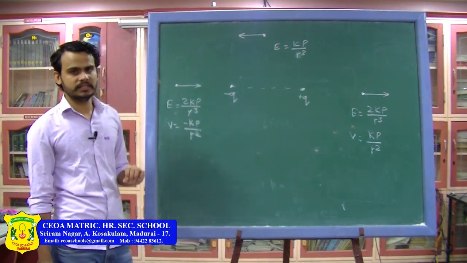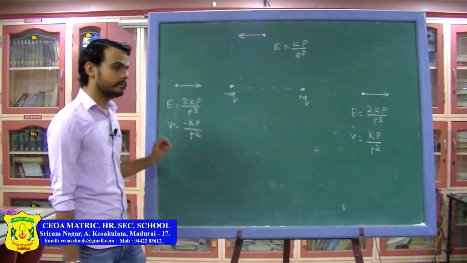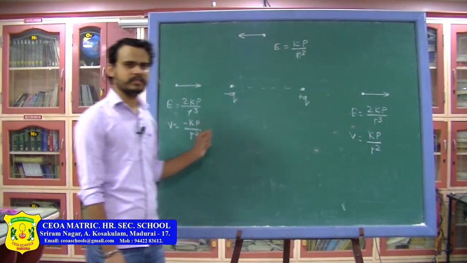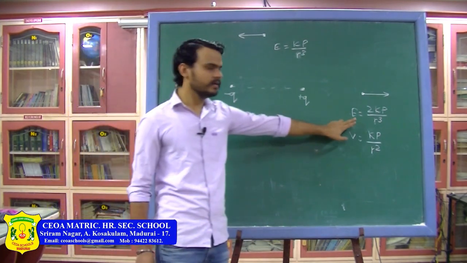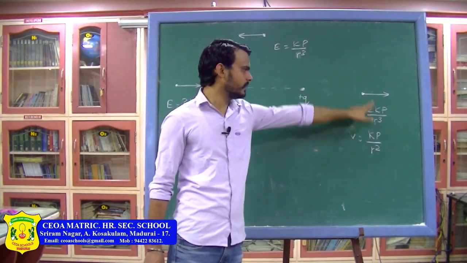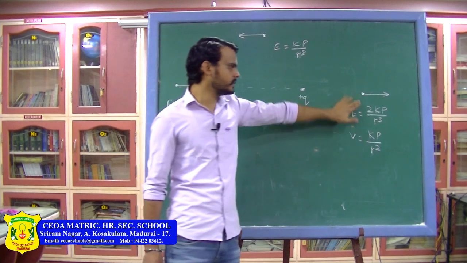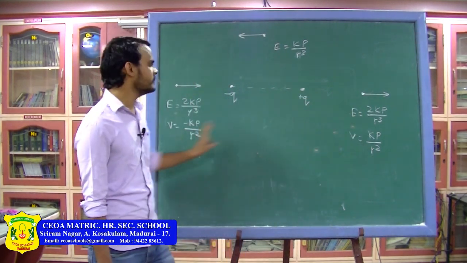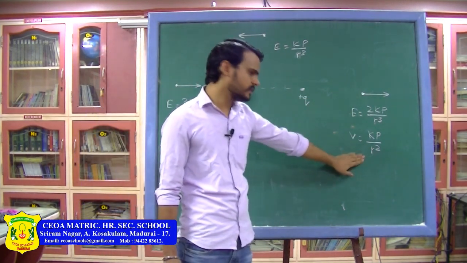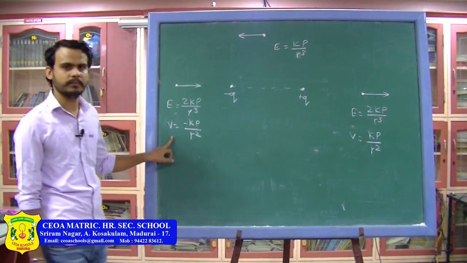So, if the question asks whether the electric field is the same at both the points, yes, the electric field here and the electric field here is the same. Why? Because the magnitude and direction are equal. So at this point and at this point the electric field is the same, but at this point and this point the potential is different. Here the potential is positive, here the potential is negative.